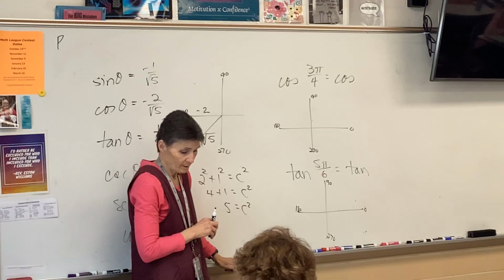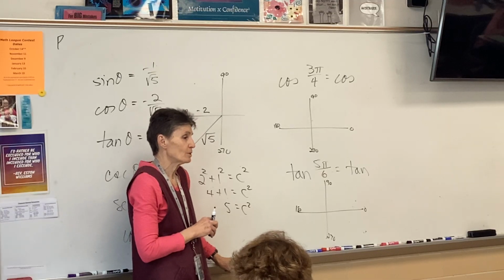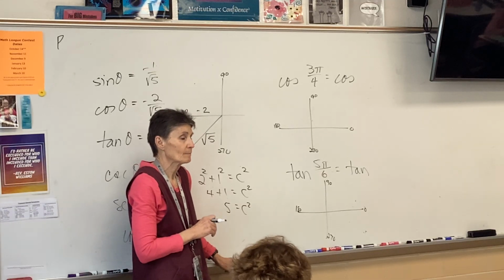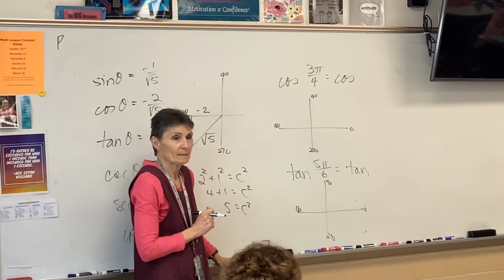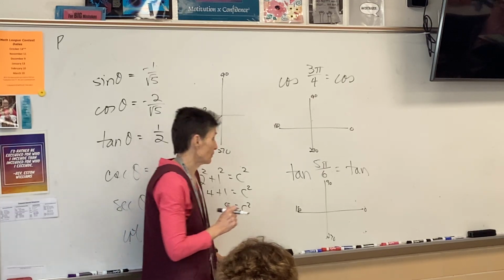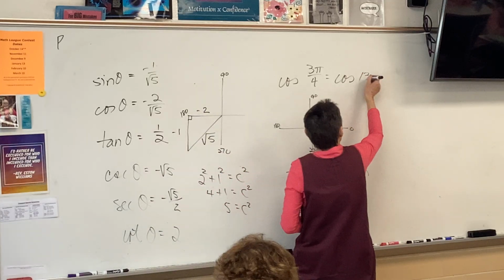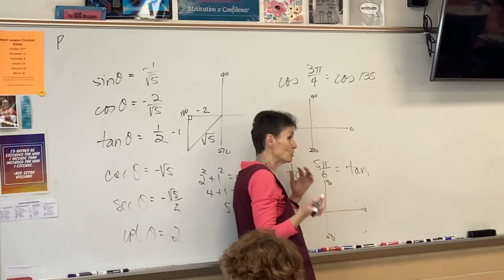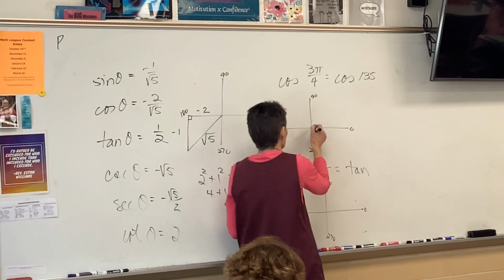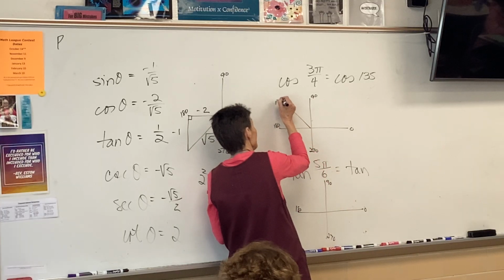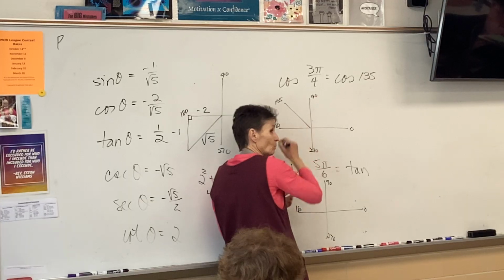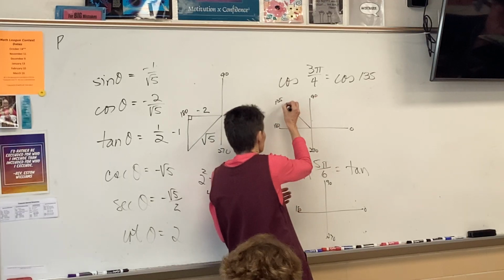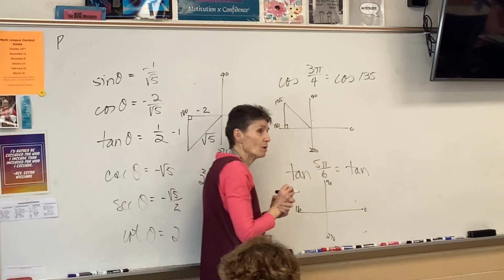How far did you get with cosine 3π/4? Did you get anywhere with that? What is that? Cosine 135? Can everybody get 135? All right, and you know where that is then? That would be right over here. This is 135, between 90 and 180. So here is our butterfly bow tie triangle.